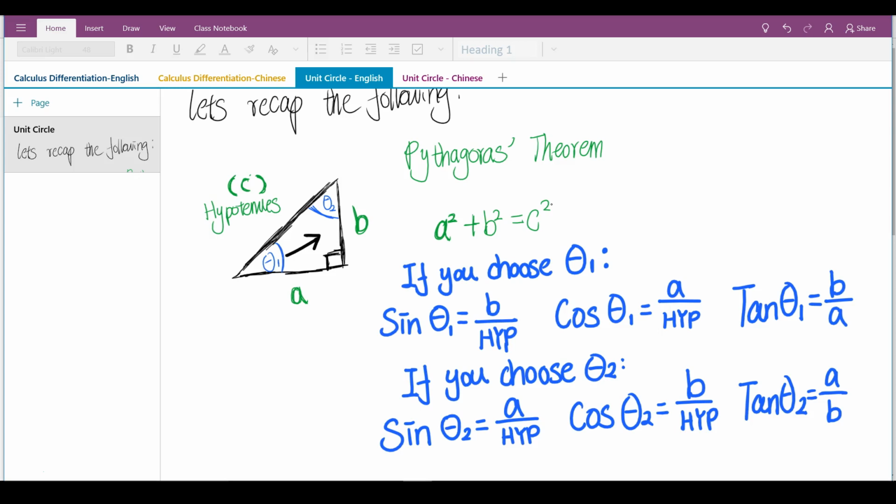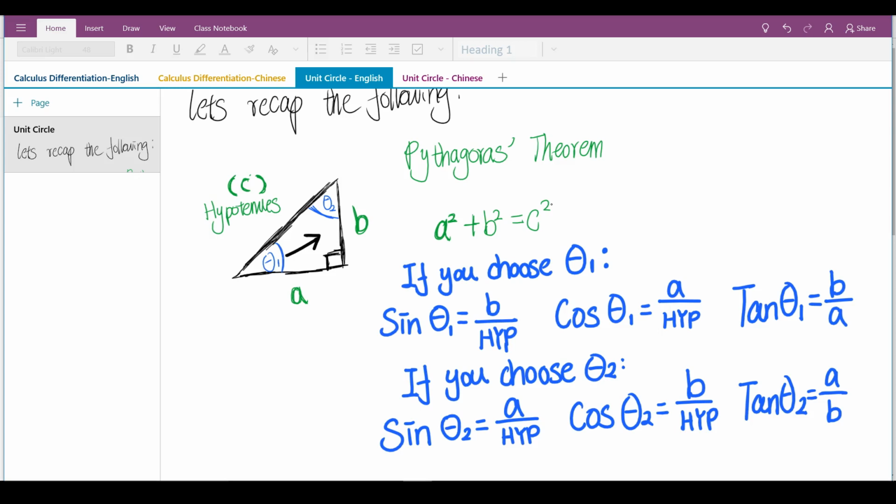Giving us the last one, which is tan. Tan theta, if we're going with theta 1, will be equal to B over A. Just then we mentioned B is the opposite with respect to theta 1, and A is the adjacent with respect to theta 1. So tan theta would equal opposite over adjacent. Okay, cool. So far so good.